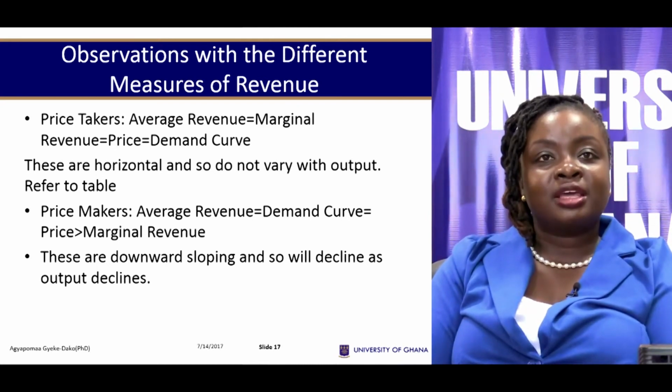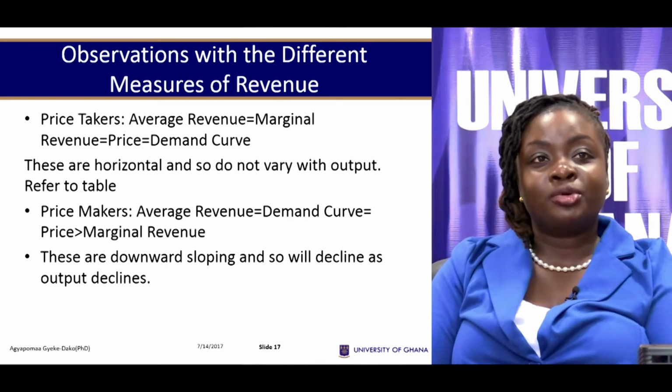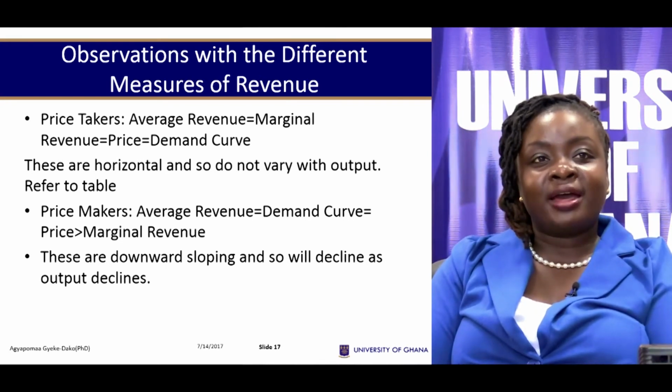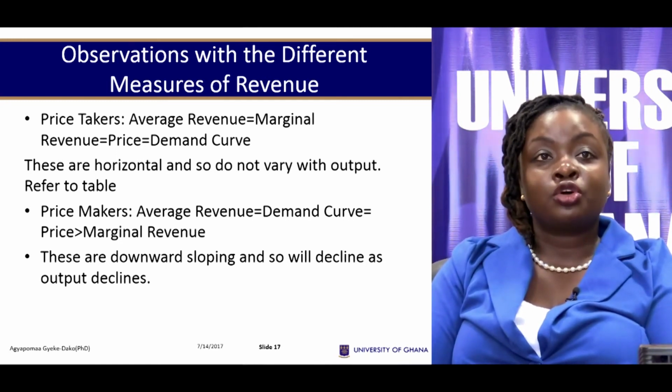The price makers' revenues behave differently. Now you find that the average revenue, which is equal to the demand curve and which is also equal to the price, would be decreasing as output is increasing. However, those measures would not be the same as the marginal revenue. You'd see from the table that those measures are greater than the marginal revenue, even though the marginal revenue would also be decreasing as the price is decreasing. And the reason is that for them to be able to sell more, they need to be able to reduce their prices, and therefore how much they'll be adding on to their total revenue would always be smaller than the price.